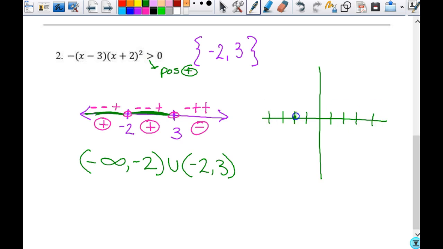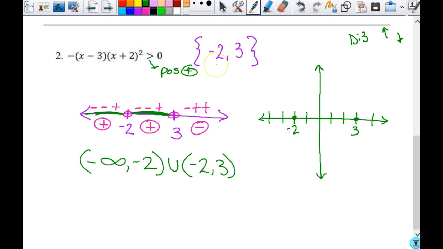This is at negative 2. This is at 3. So this is actually my x and y axis, where that's just a number line, right? And this is at negative 2. This is at 3. What is the degree of that polynomial? 3. So the degree is 3. And it's a negative odd function, so my end behavior looks like this, right? Yes?